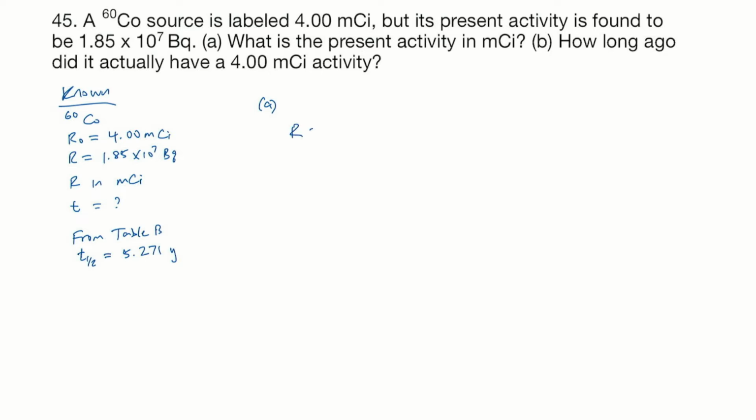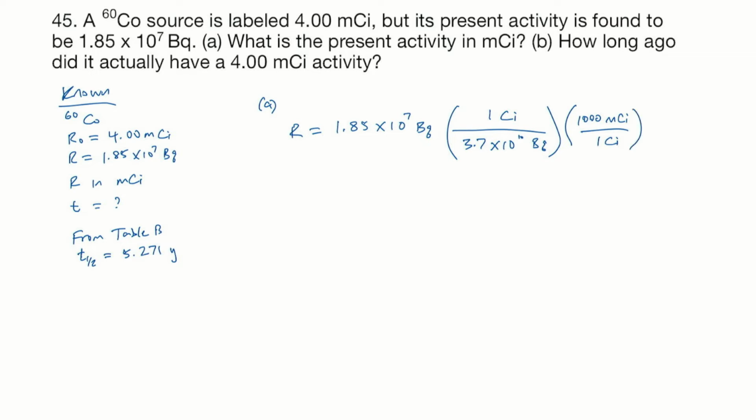All right, so in part A, we have R is 1.85 times 10 to the 7 becquerels. A becquerel is a Bq. Okay, we can turn this into curies because 1 curie is 3.7 times 10 to the 10 becquerels. But they asked for millicuries, and there are 1,000 millicuries in 1 curie. So this gives us a present activity of 0.500 millicuries.